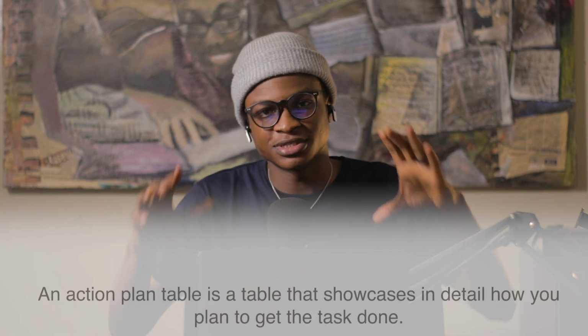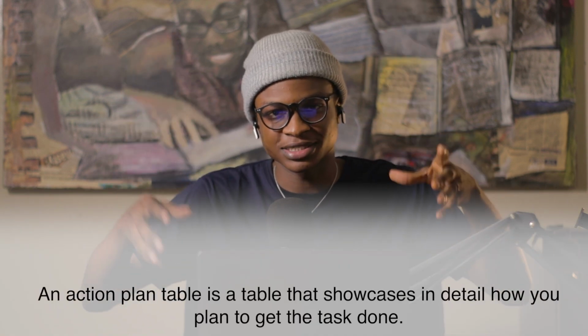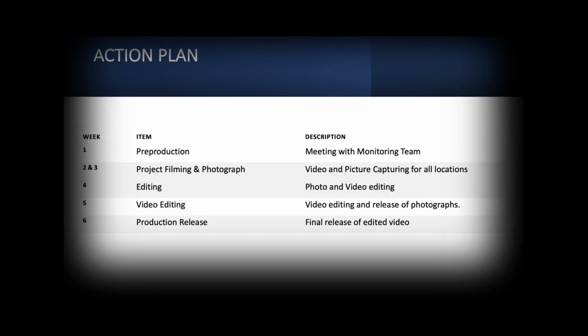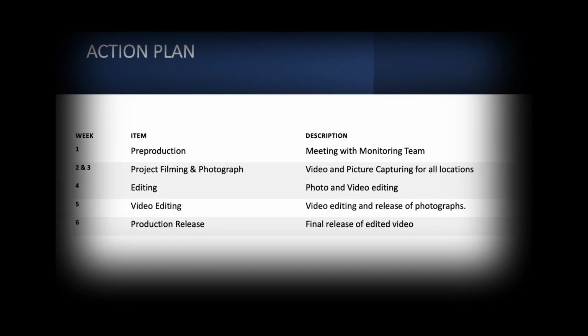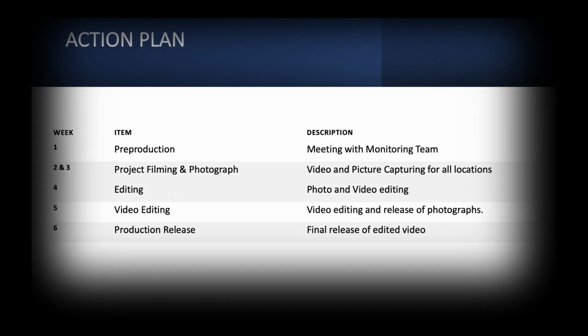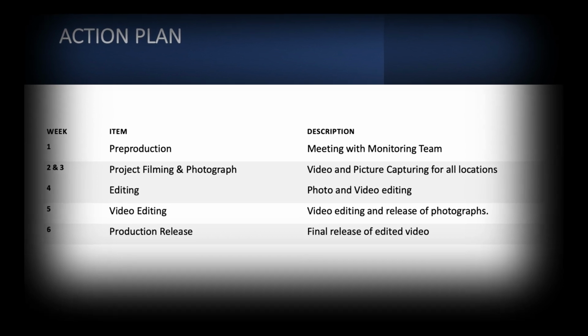And the best way to do that is by drawing an action plan table. An action plan table is a table that showcases how you want to achieve all those things. You can have your week here, you have your item, you have your description. For example, let's say week 1, pre-production, then you describe it. What are you doing? The description is what you'll be doing during that pre-production stage. So it's just a detailed breakdown so that they can understand what you mean and what you're talking about.